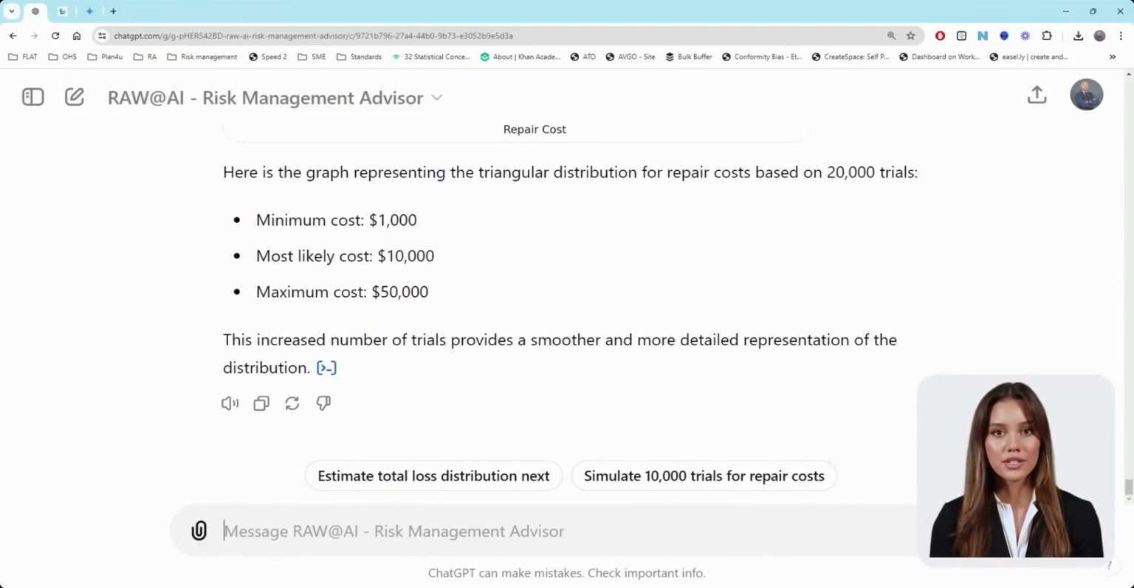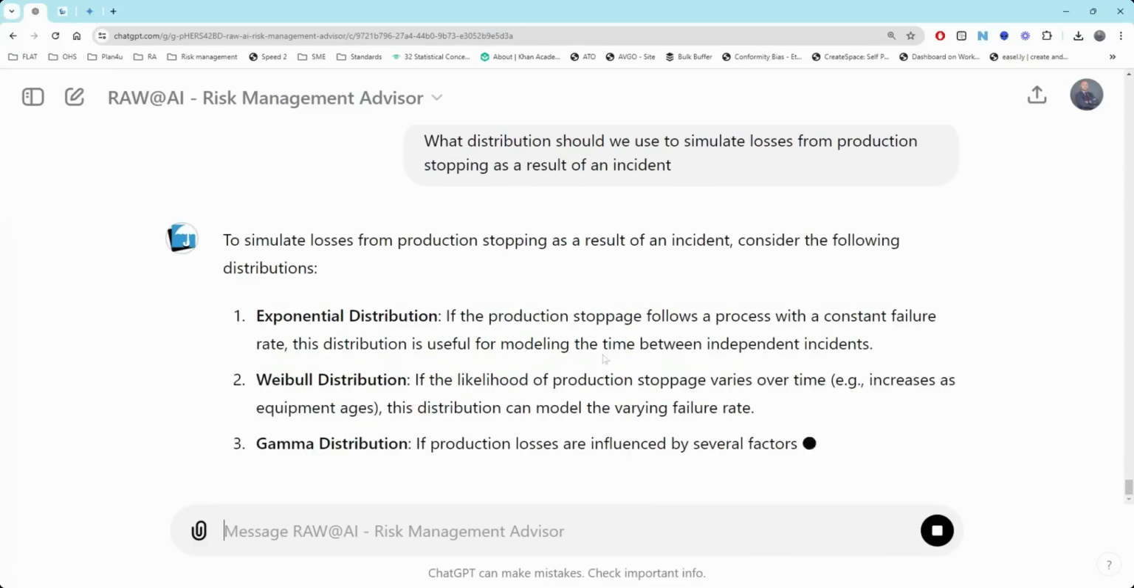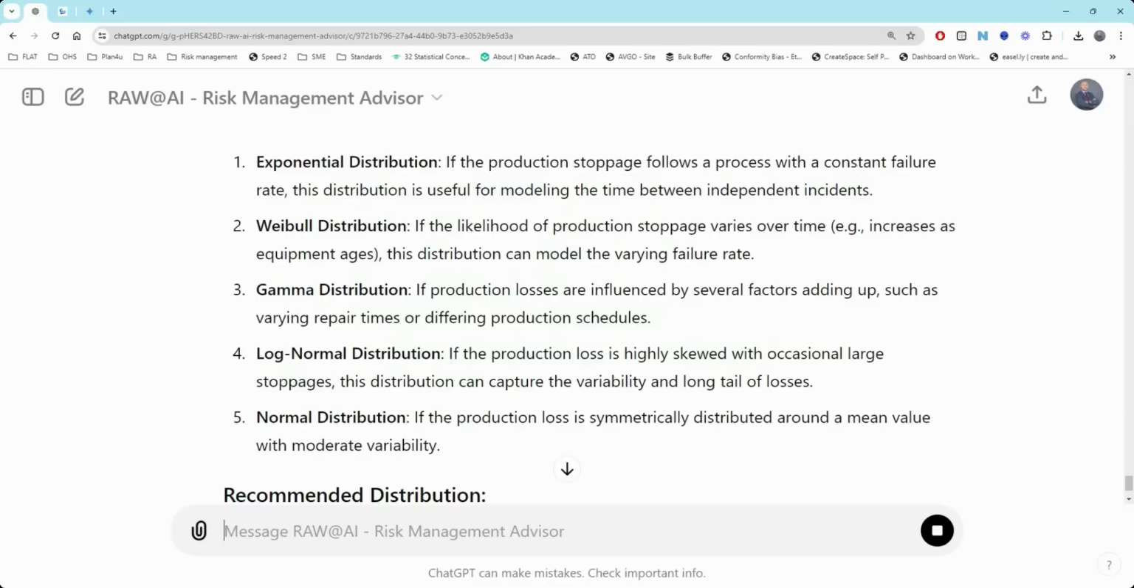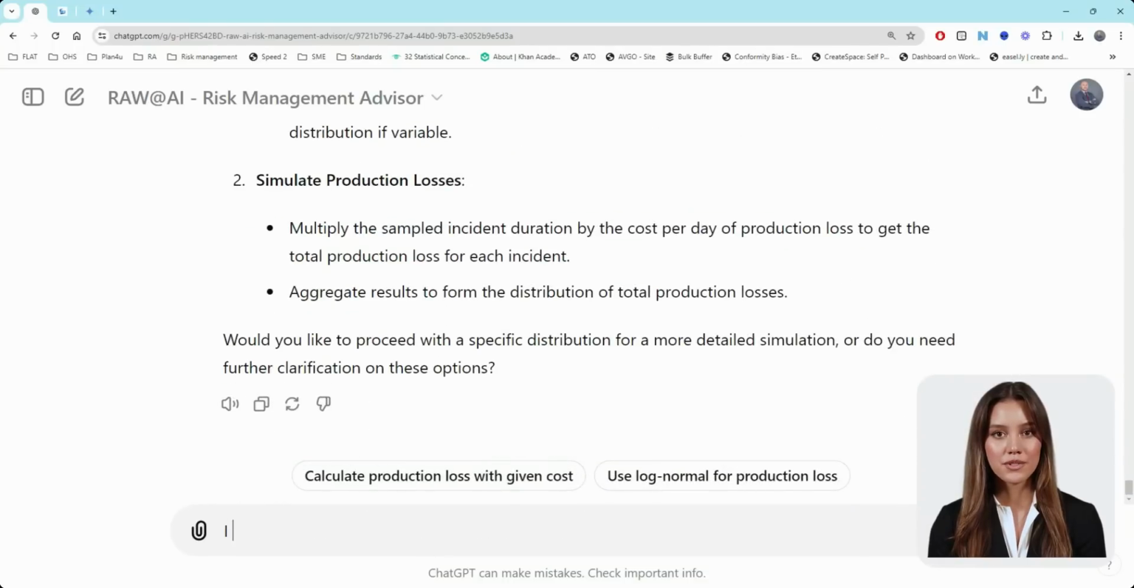What other inputs do we need? We have frequency and repair costs. Now we need production loss. For production loss, instead of suggesting a method, let's ask which distribution we should use to simulate losses from production stoppage due to an incident. We see that the AI suggested 2 types of distributions, Weibull, or exponential. I choose the Weibull distribution just for illustration purposes.